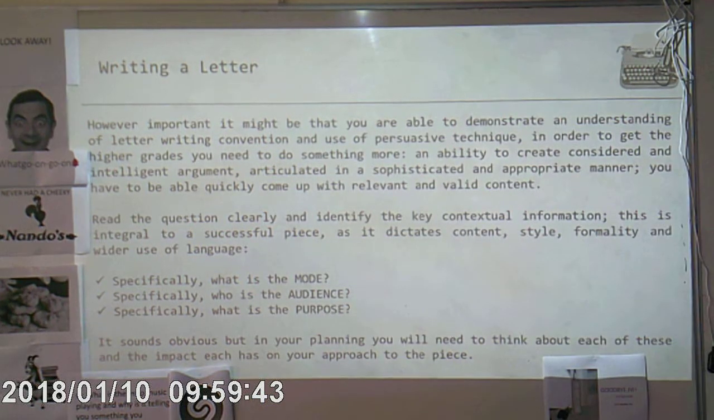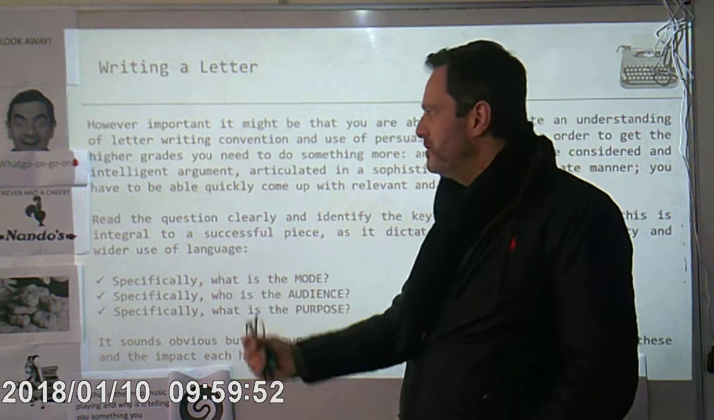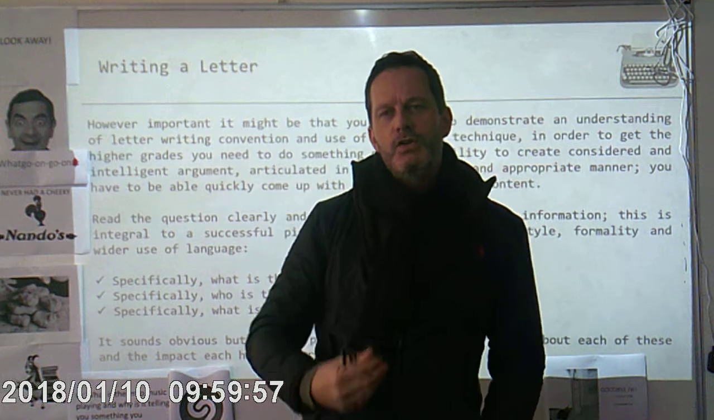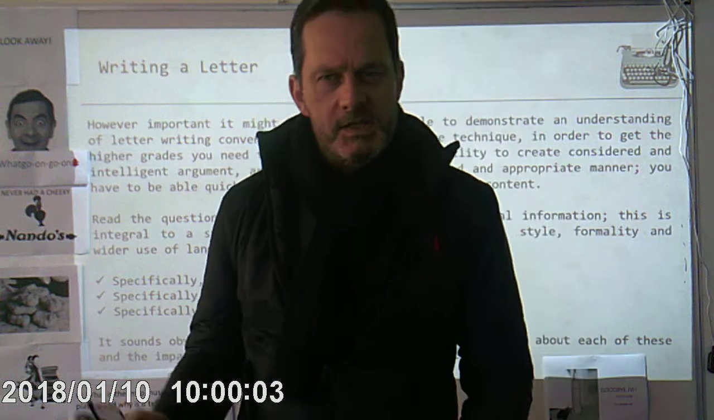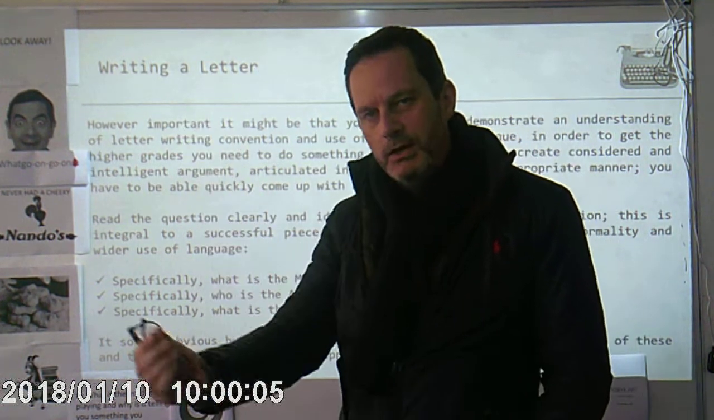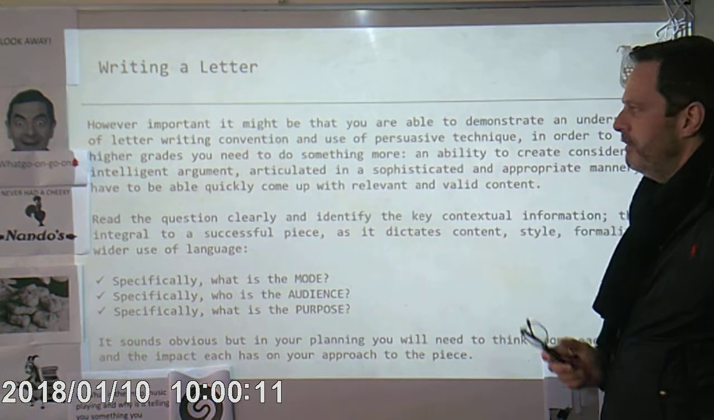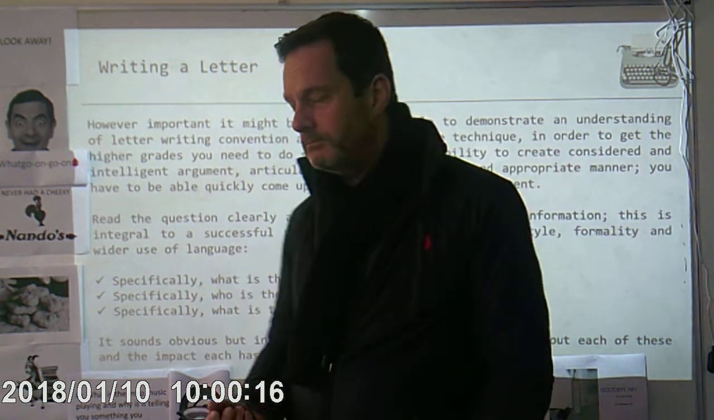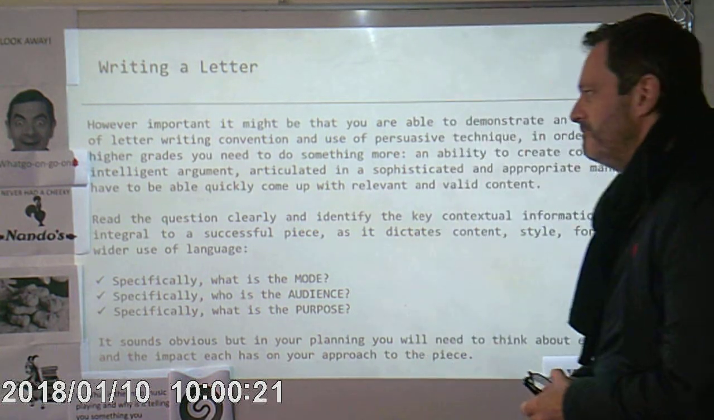So I've written here just to clarify for you. In order to get those higher grades, in order to write a good letter, you need to do something more than simply demonstrate that you know about the conventions of letter writing and that you have learnt a list of persuasive techniques. Those ones, like I said yesterday, that you've probably been looking at since CS7, and you should have a good list of about 10 to 15 particular techniques. The thing that you need to be able to do much more is create quickly an intelligent argument, and articulate that in an appropriate and sophisticated manner.